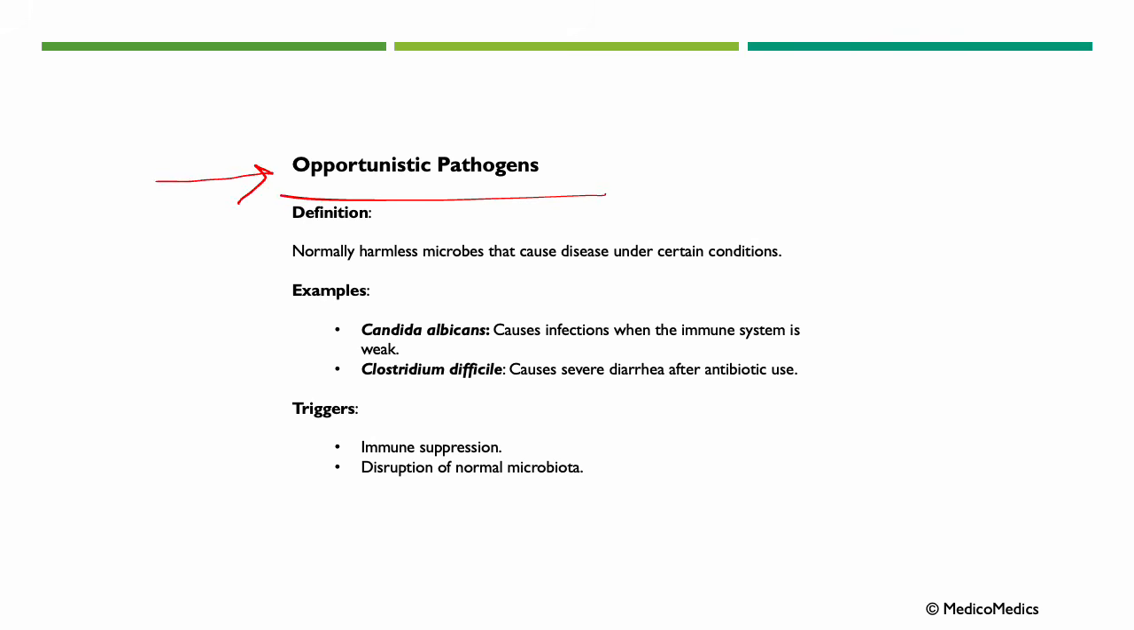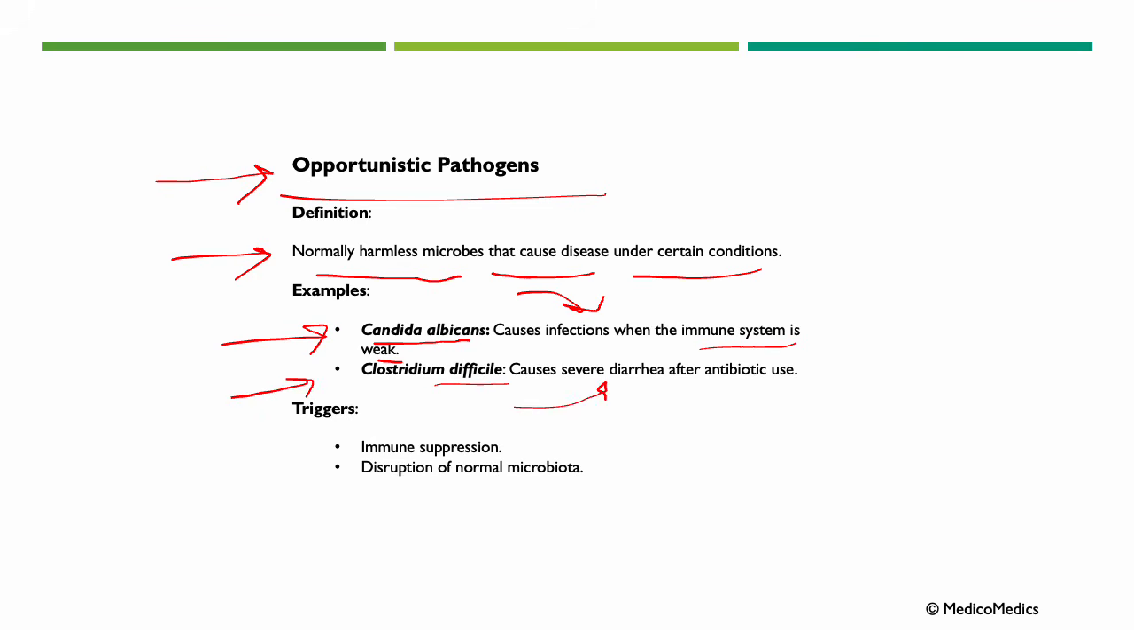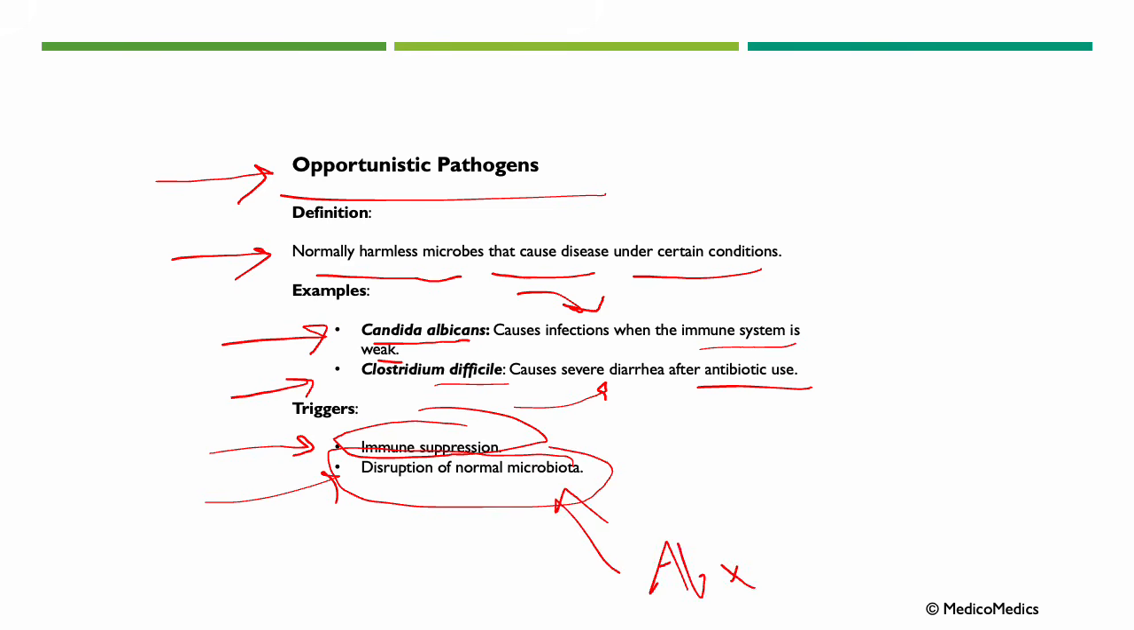Now, let's mention opportunistic pathogens. These are normally harmless microbes that may then cause disease under certain conditions. Examples could be Candida albicans, which causes infections when the immune system is weak, or Clostridium difficile, which causes severe diarrhea after antibiotic use. The triggers here could be immune suppression or disruption of normal microbiota, for example, caused by the use of antibiotics.